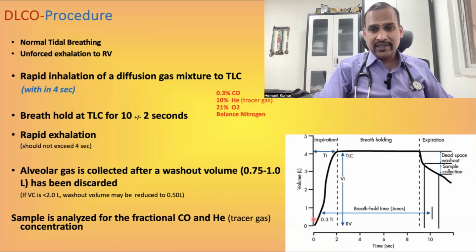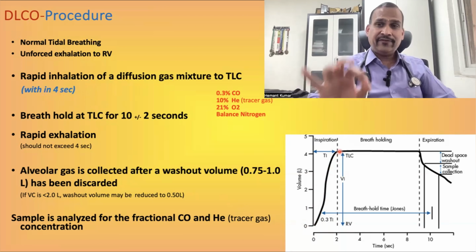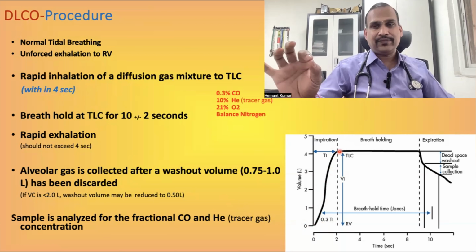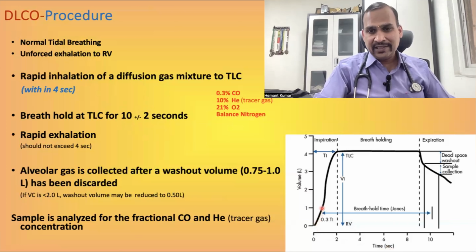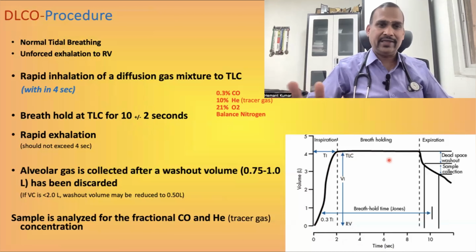So you can see here it is RV, residual volume. The patient has to inhale up to his total lung capacity within 4 seconds, not more than 4 seconds. Otherwise, it will give a false increase in DLCO. Then breath hold for 10 plus or minus 2 seconds. So once the patient has taken a breath up to TLC, he has to hold his breath for at least 10 seconds, 8 to 12 seconds.